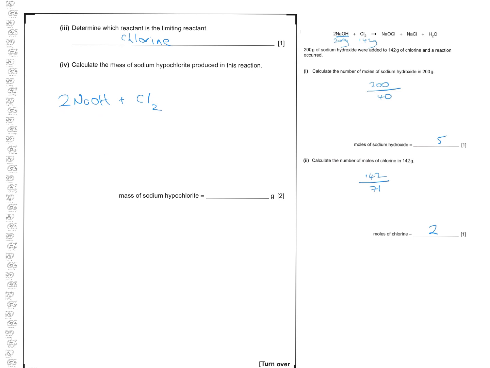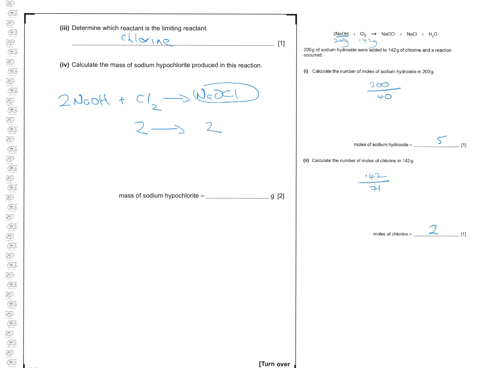Okay, then on to part 4. Calculate the mass of sodium hypochlorite. Okay, and I'm just going to write part of the equation in. So we want to work out this, and we've determined that the chlorine is limiting. So over here, we're going to use 2 moles of chlorine. It's a 1 to 1 ratio. So that means that the moles of sodium hypochlorite formed will be 2.